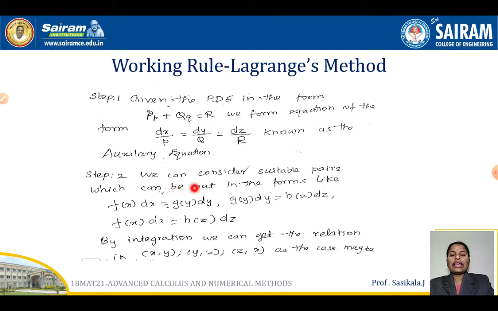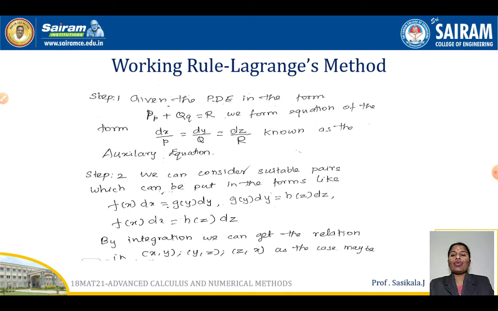Step 2: we consider suitable pairs which can be put in the form f of x dx is equal to g of y dy, whichever combination of two is suitable, and by integration we can get the relations in x, y, z. So first, take the auxiliary equation and write it. Second, write suitable forms as a combination of two, then integrate, and you get your relations.